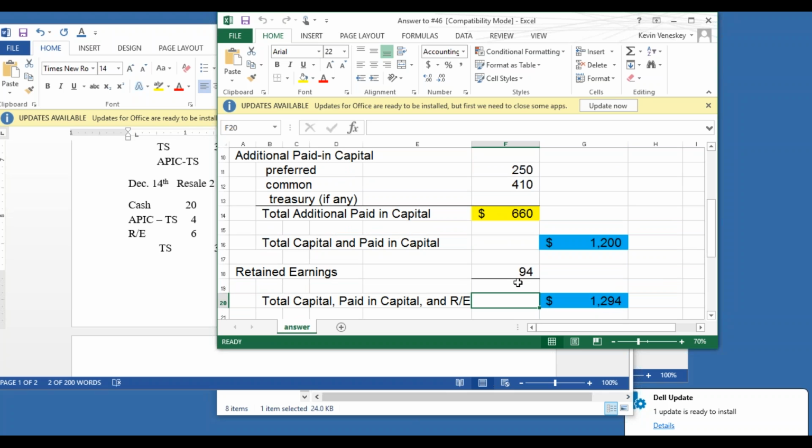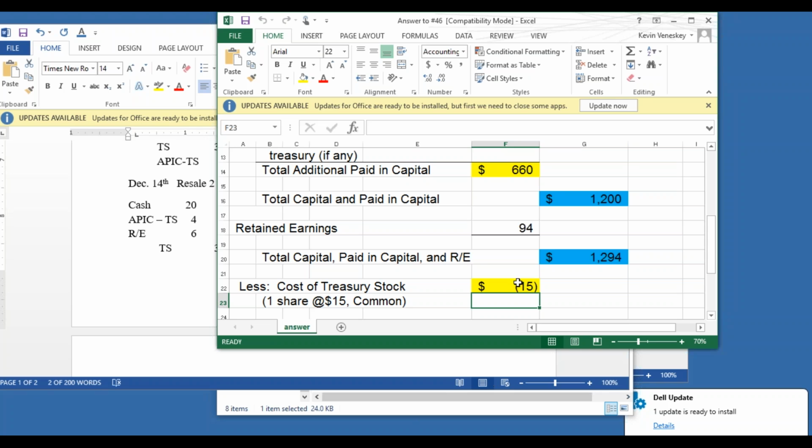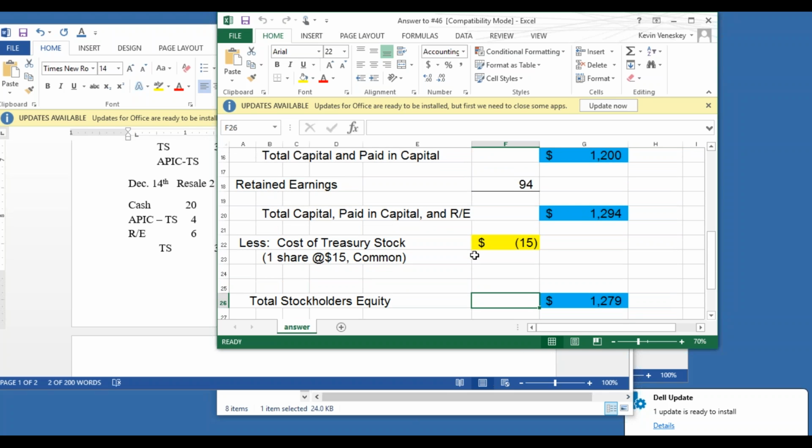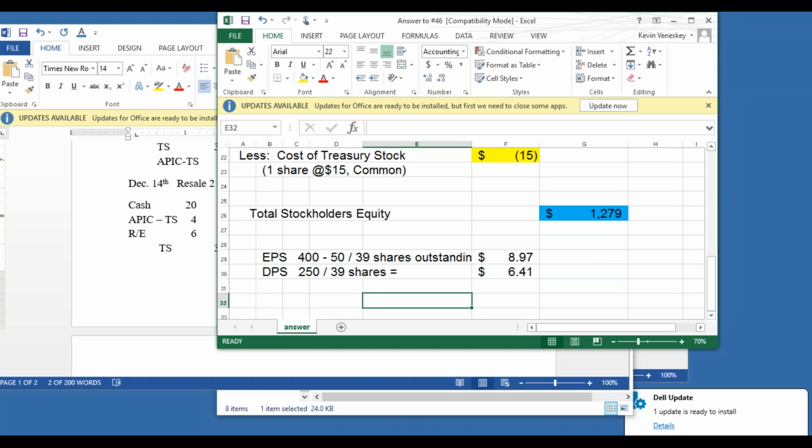Again, at this point, you could go ahead and do a new total. The only T account that we have left, because we've closed out our dividends, and you don't want any dividends on your balance sheet, remember, is treasury stock. We still have 1 share of our treasury stock at $15 total. That is what it cost us to purchase it. So at that point, I can go ahead and figure out my total stockholders' equity, part of the balance sheet. And I'm at $12.79. The last thing I want to do is go ahead and calculate my earnings per share.